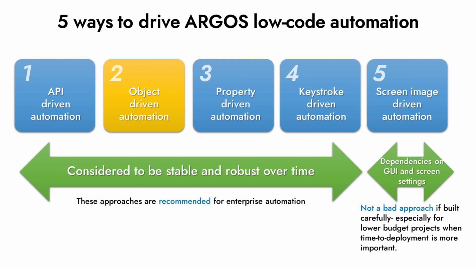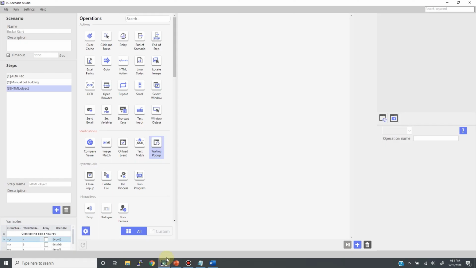These 5 ways all have pros and cons, and usually an automation scenario will be constructed with a mixture of these navigation methodologies. They can be all equally reliable when you construct them correctly. In this video, however, we are going to focus on the second way, the object-driven automation, especially on the HTML side.